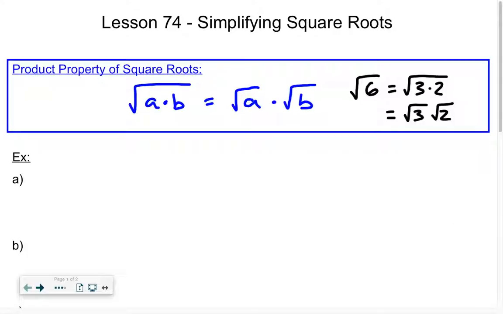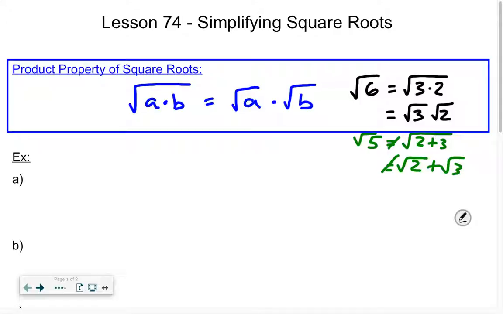Okay? Understand this does not work with addition. For instance, the square root of 5 is not equal to 2 plus 3 and is not equal to the square root of 2 plus the square root of 3. It only works with multiplication. So all of these problems that we'll be working with involve multiplication and looking for these factors.